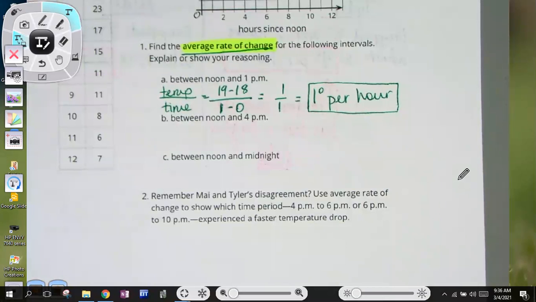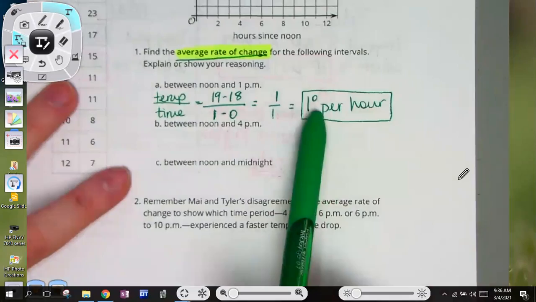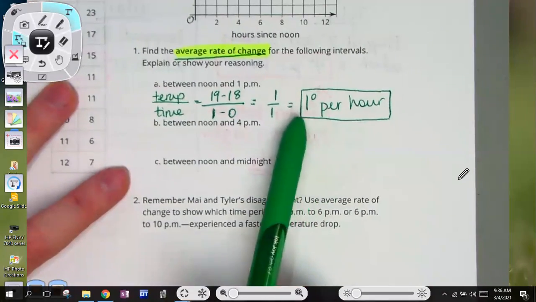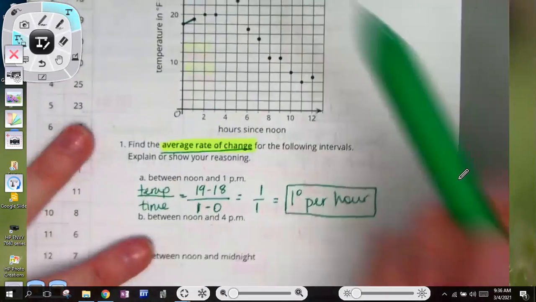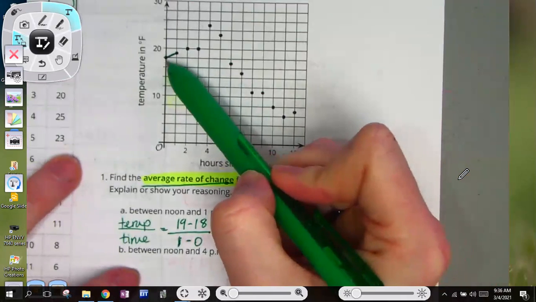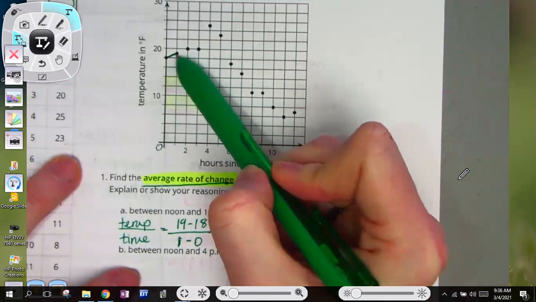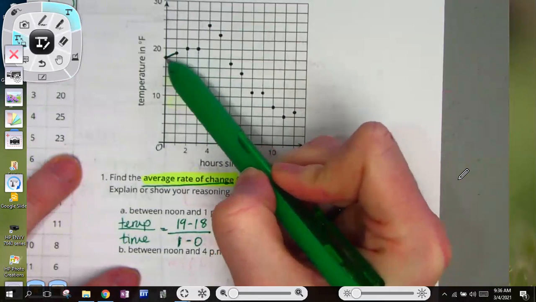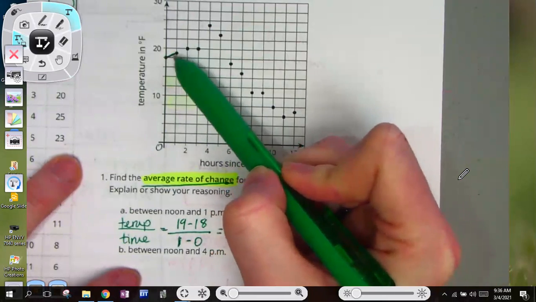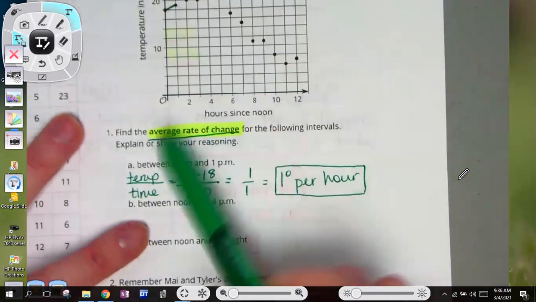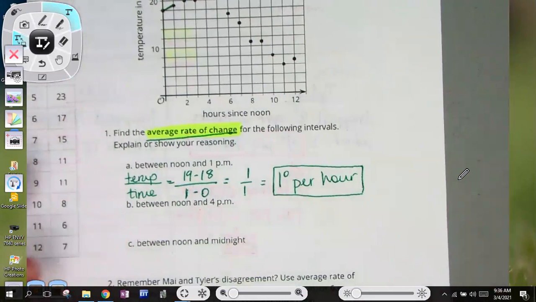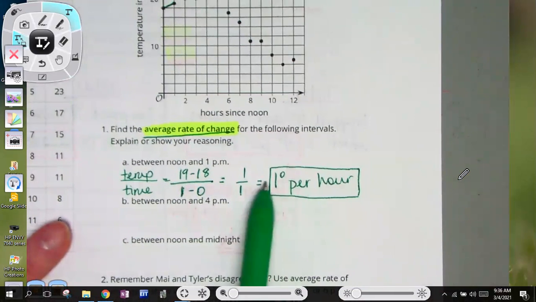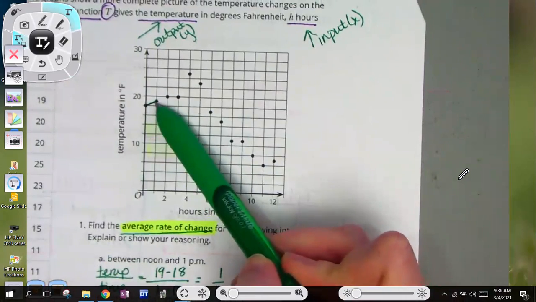All right, so real quick, let's look back at A. We said the rate of change was 1 degree per hour. If we look back at that little interval of time between noon and 1 p.m., what is my little line doing right there? Is it increasing or decreasing? It's increasing. Average rate of change is very similar to what we know about slope. So the fact that this is a positive number makes sense, because that little line is increasing.